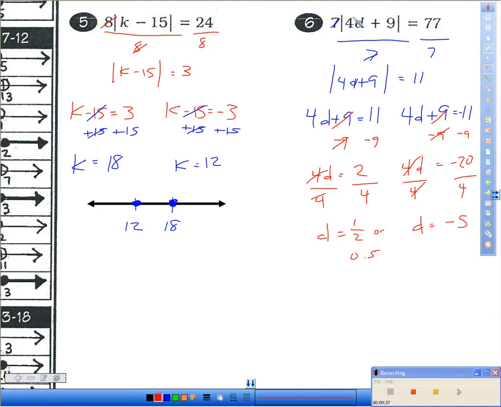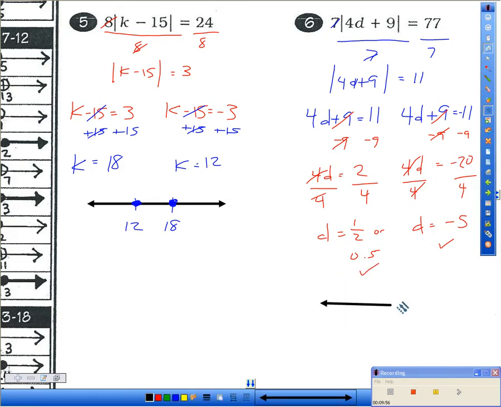Let's check that answer. 4 times negative 5 is negative 20. Negative 20 plus 9 is negative 11. The absolute value of negative 11 is positive 11, and then positive 11 times 7 is 77. So both of our solutions work out.